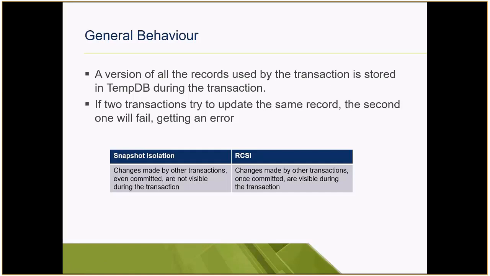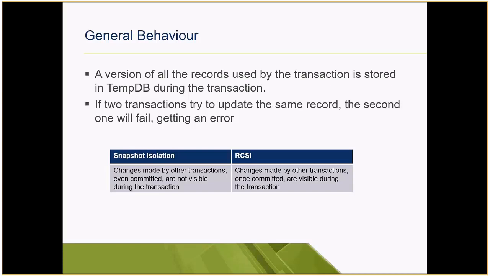Using RCSI, this doesn't happen. In this case, transaction B will be able to see the changes after transaction A is committed. The change will appear in the middle of transaction B. In this case, RCSI can still cause problems like non-repeatable reads and phantoms that we talked about in the previous meeting. These problems can still happen on RCSI.